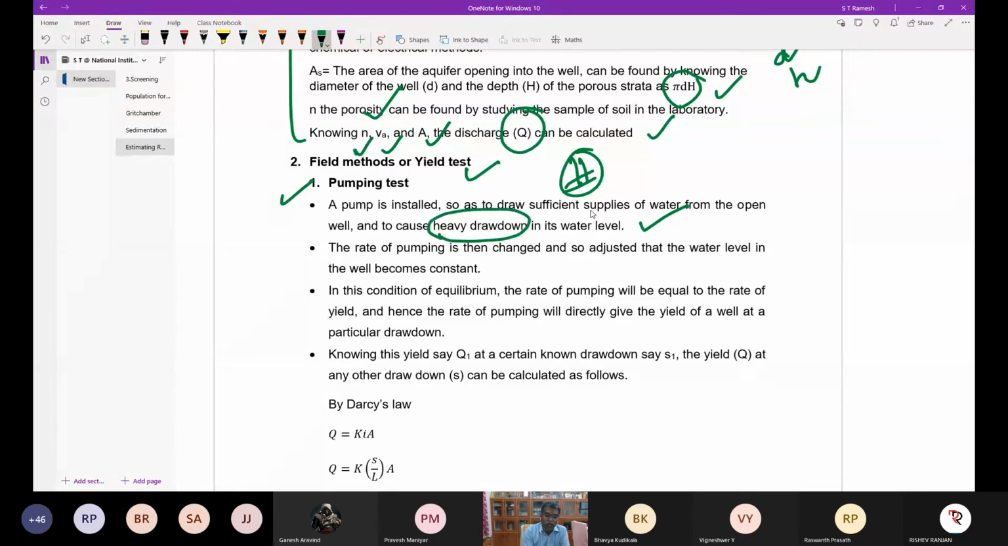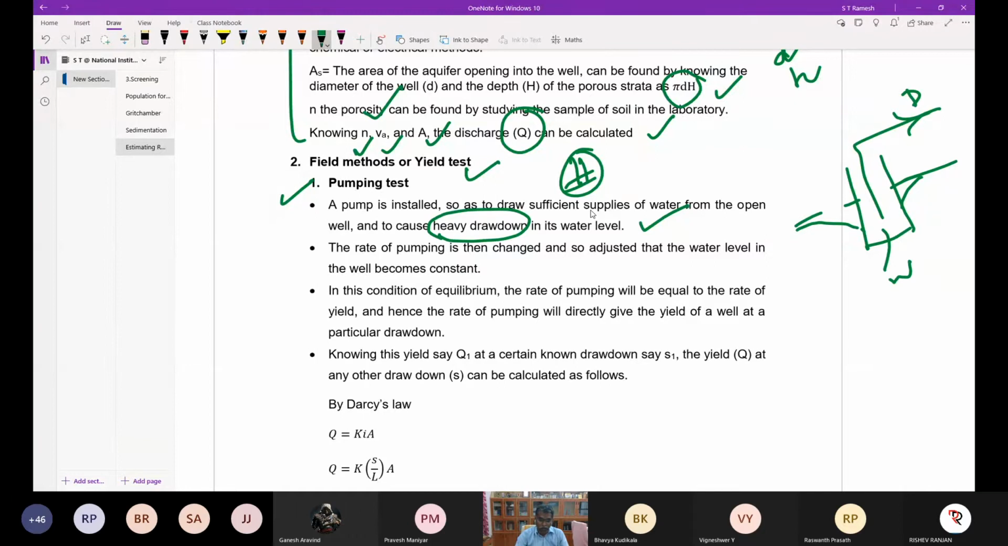What do you do? You just pump out. Install a pump and pump the water to draw sufficient water, thereby causing a heavy drawdown in the water level. Water drawdown is something similar: you have water, install a pump and pump continuously, and you may get a drawdown like this. This is your well. Is it okay?